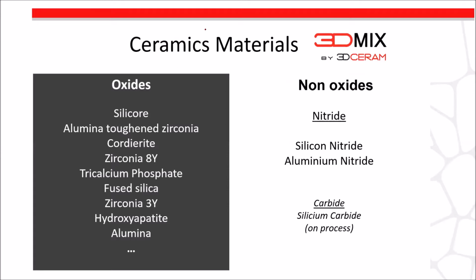Ceramic materials. So at the beginning, we began with oxides. We began with alumina and zirconia mainly. But today, all these ceramics are available. Silicore, so it's a formulation dedicated to cores for investment casting, silica-based formulations, but also a mixture of alumina, toughened zirconia, cordierite for aerospace, because with a very low CTE, it's a very interesting ceramics.